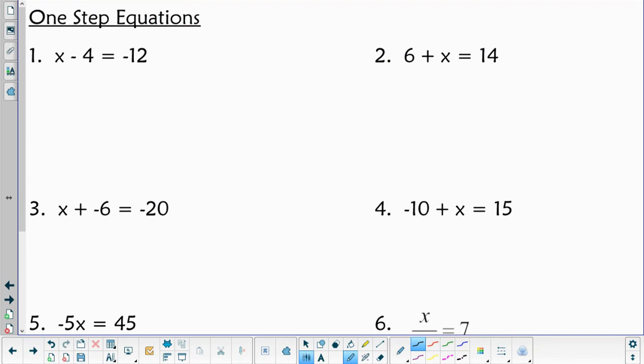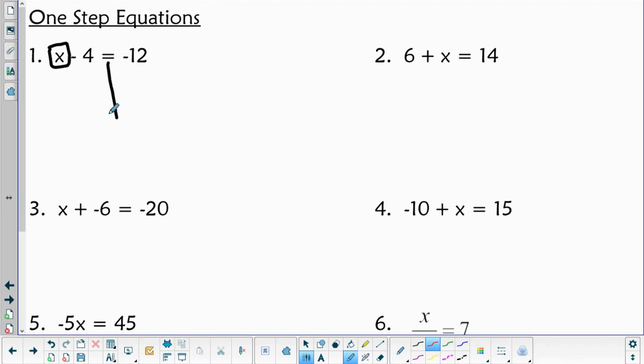Okay, these are all one-step equations. So I'm going to do 2 of them with you, and I'm going to have you guys solve the rest of them by pausing your video. So the very first thing I want to do is get x by itself. What I like to do is take my pen and draw a box around the variable that I want to be by itself. I also like to draw a line down from the equal sign.